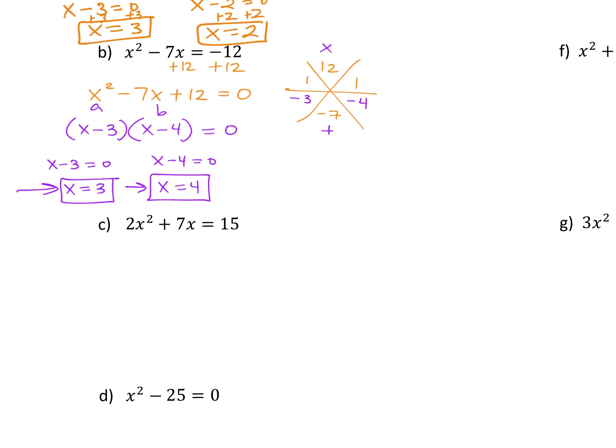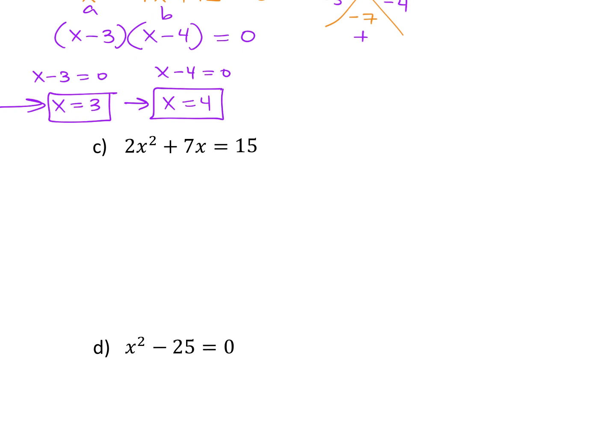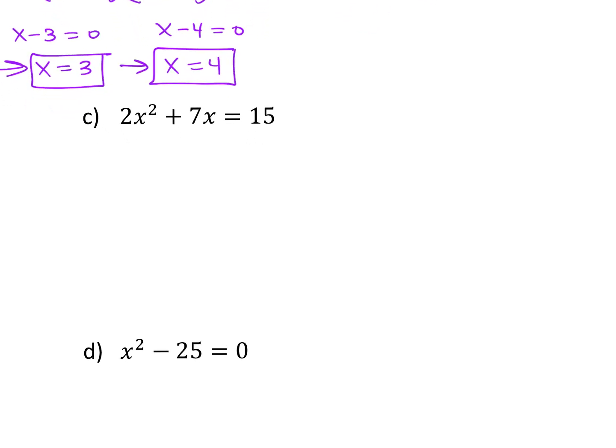Okay, letter C. What do you have to do first? Subtract 15. Yeah, set it equal to 0. So 2x squared plus 7x minus 15 equals 0. Now what? Do your star. Those are not perfect squares, right? It's not a perfect square trinomial. It's not a difference of squares. So it's got to be star method or whatever method you use.